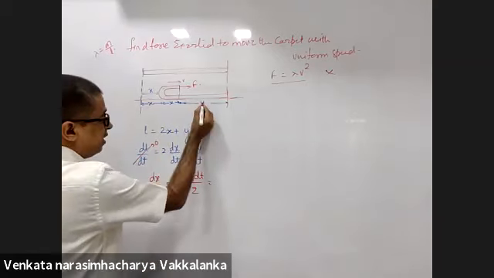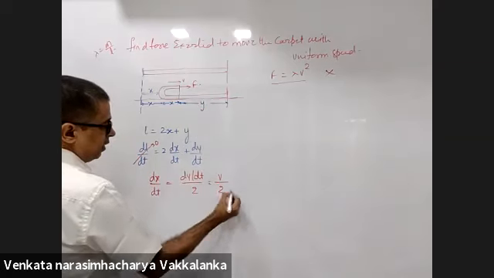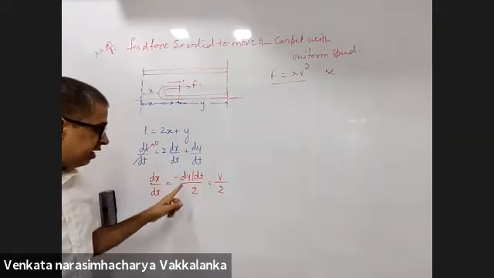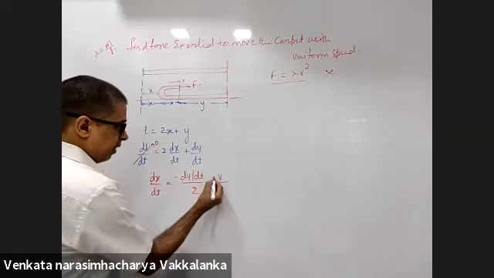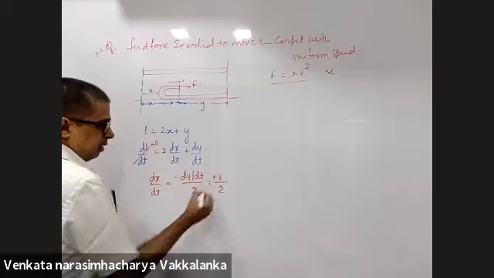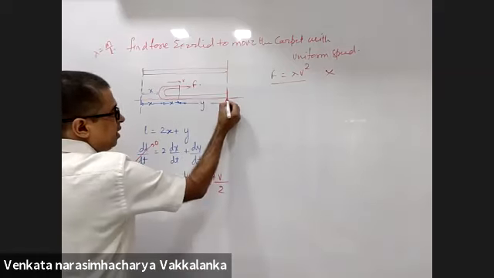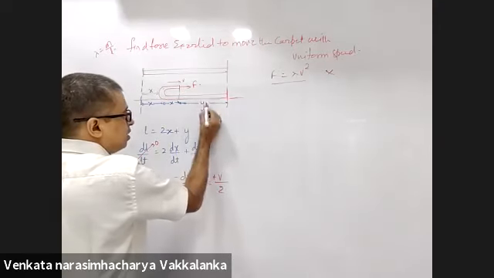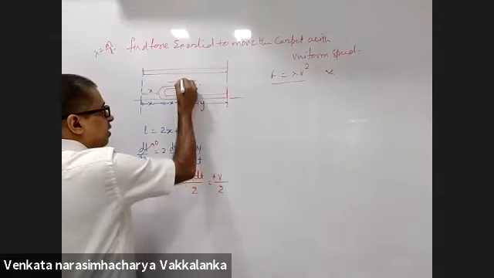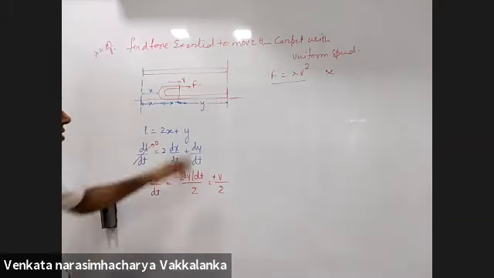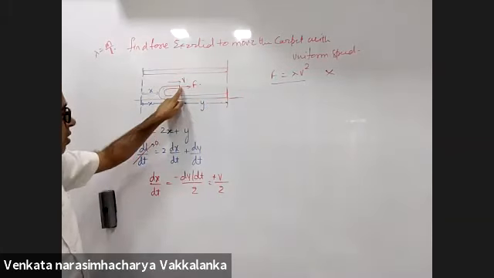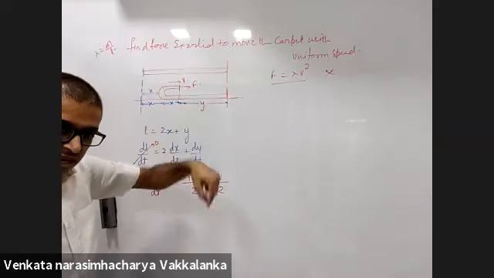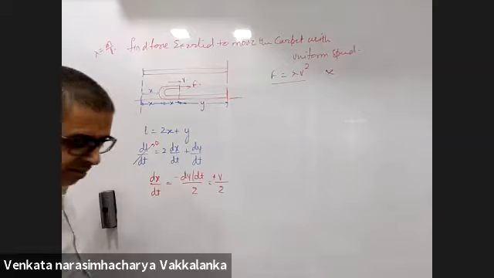And in fact, dy by dt will be minus v. Why? This end is fixed. This end is approaching. So the rate at which y is decreasing is v. This end is approaching the fixed end. That means the rate at which y is decreasing should be the velocity.